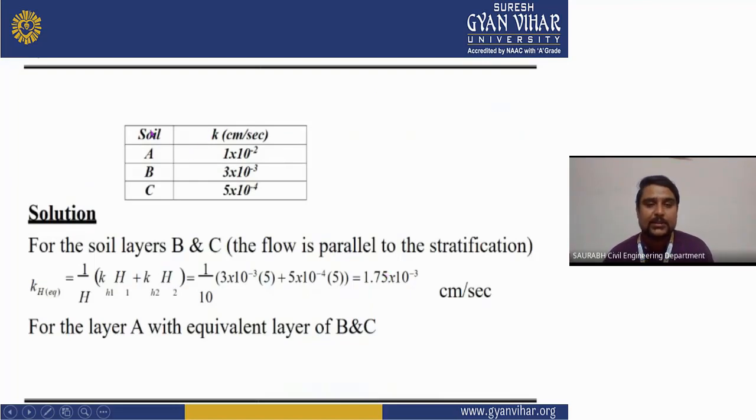So as you can see here, the soil is divided into A, B and C. The coefficient of permeability for A is given in 10 to the power minus 2 per second, B is 3 into 10 to the power minus 3, and C is 5 into 10 to the power minus 4. Solution: how we will solve this, we will see here.